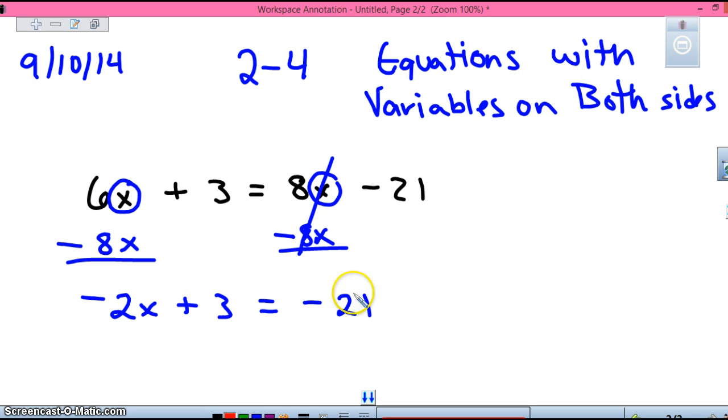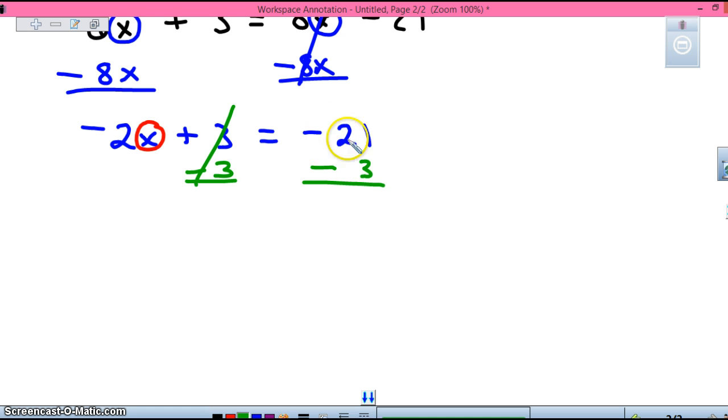Now, does this equation look more like what we had worked with before? Yes. So now that we have the variable on one side of the equal sign only, we can start solving by subtracting 3. So minus 3 is the inverse operation. What you do to one side, you do to the other. Negative 21 minus 3 is negative 24. That would be equal to negative 2x.